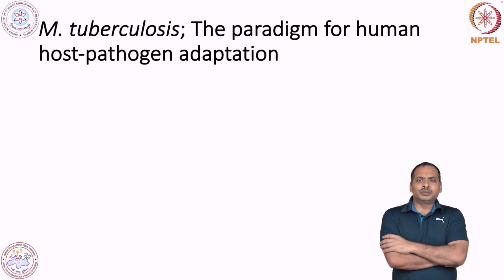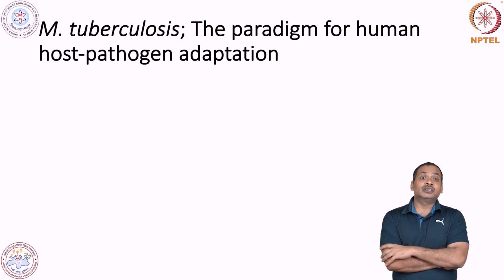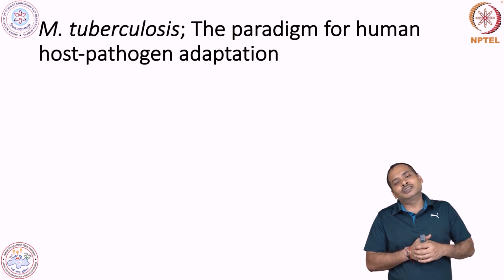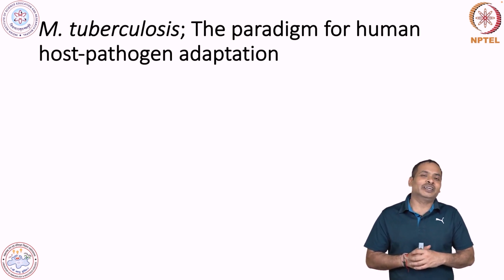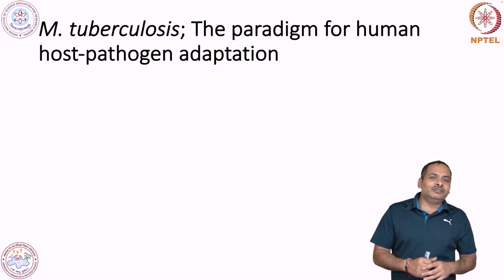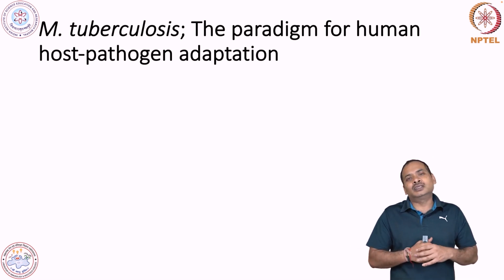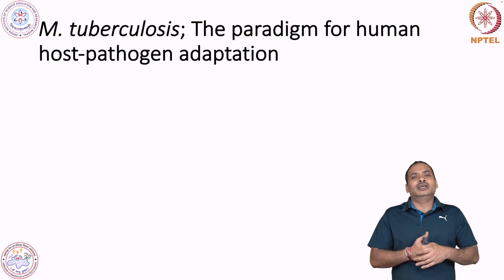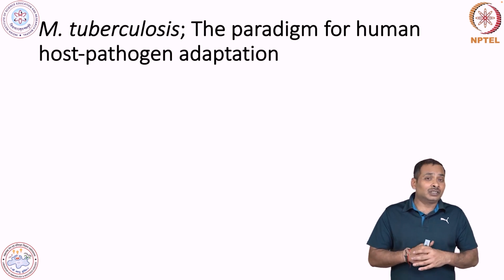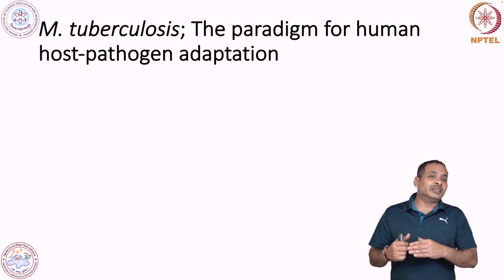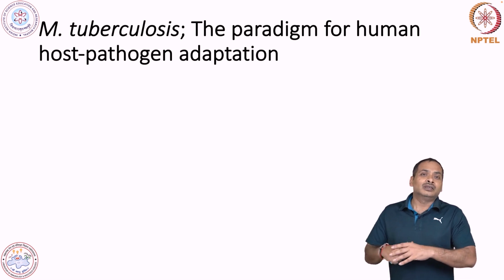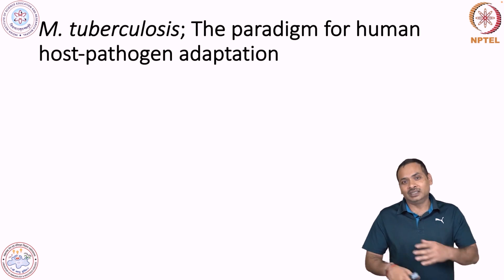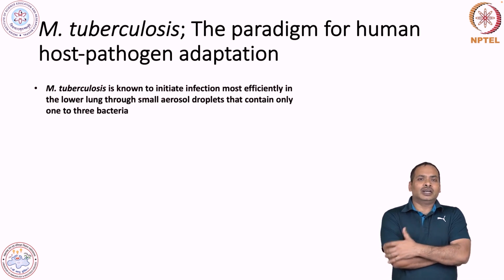So Mycobacterium tuberculosis, the paradigm for human host pathogen adaptation. This Mycobacterium tuberculosis is a very smart pathogen, extremely smart. They will not cause too severe a disease immediately, okay, but they will cause disease very slowly and calmly, and eventually they will affect the host very badly, okay. So overall I want to say that.